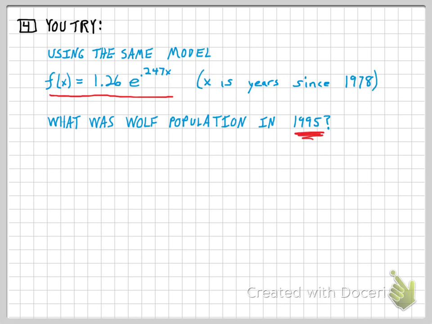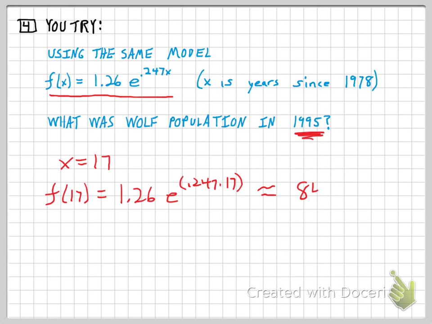Alright, so 1995 was year 17. You get that by subtracting 1995 minus 1978, and so f of 17 is the value that we're looking for. If I take 1.26 e, raise it to the product of 0.247 times 17, I get an answer of about 84 wolves.